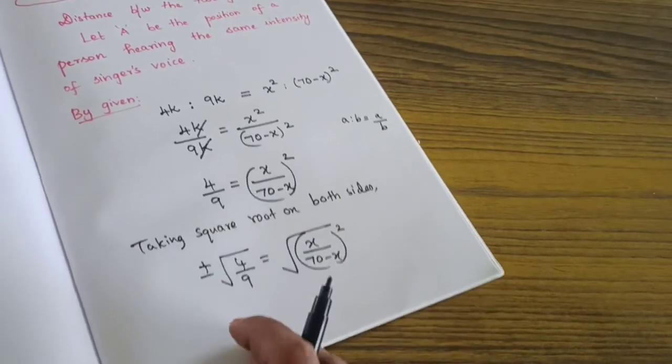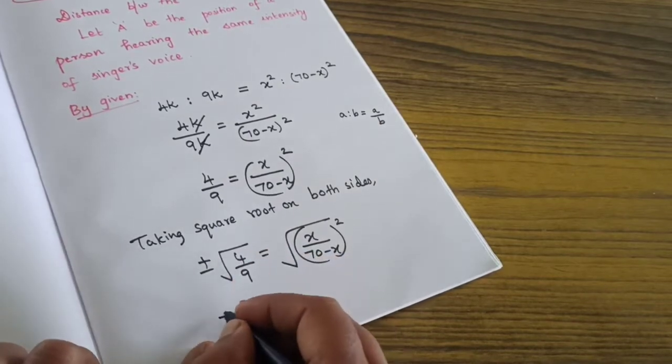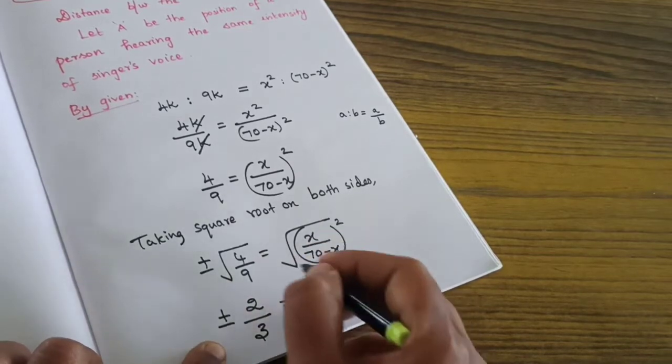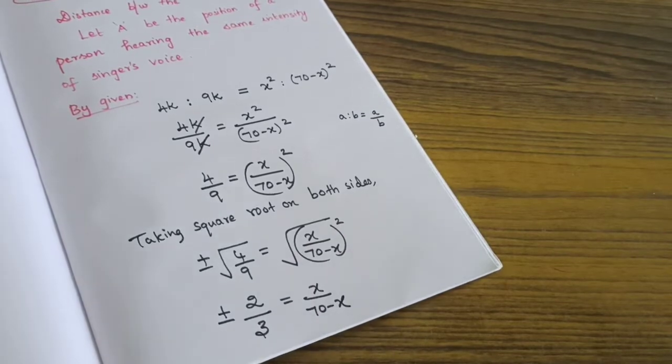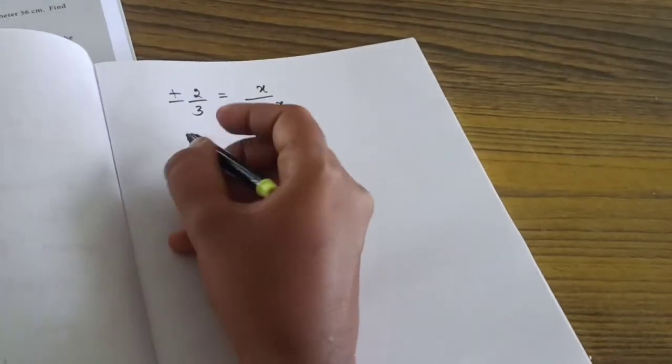Here square and root get cancelled. Square root of 4 is 2 and square root of 9 is 3, so square and root get cancelled. So x by 70 minus x. Here we need to check two values, the plus value and the minus value. Listen, dear students, I am going to separate the two values.